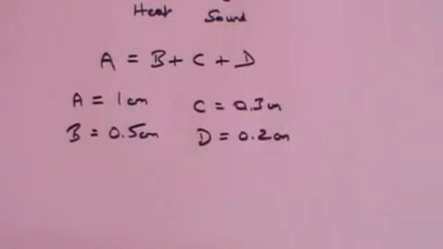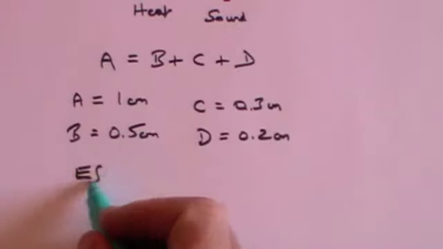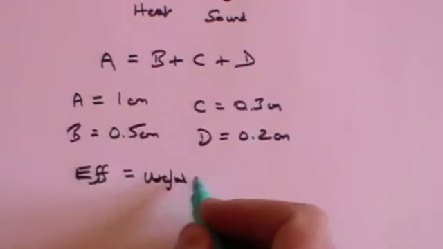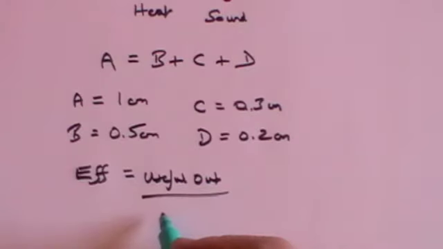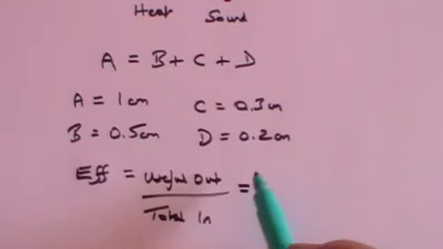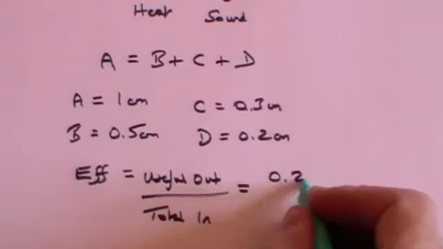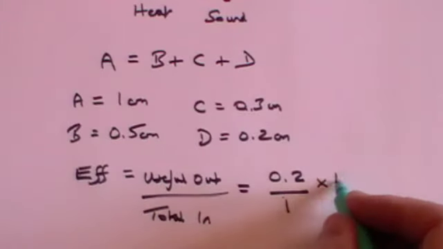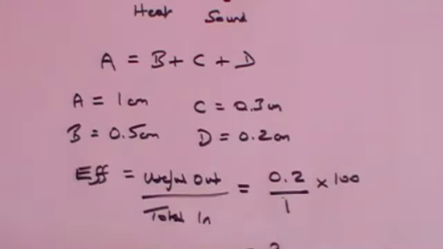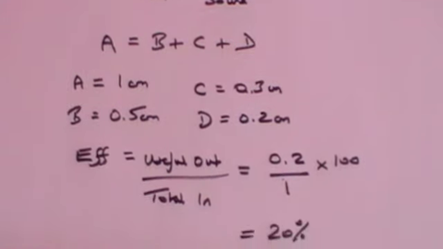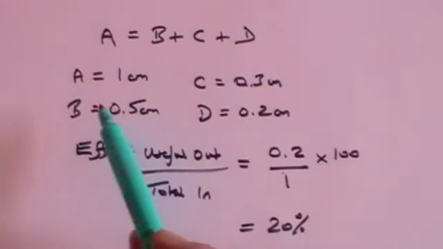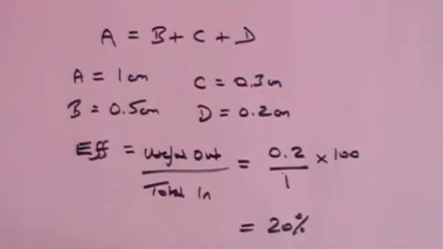So if you were asked what is the efficiency of that system, which of course is equal to the useful out divided by the total in, that's going to equal, the useful out is 0.2 and the total in was 1, and then of course you always multiply by 100, and that's 20%. So the efficiency of that machine would be 20% if you were given those values for the Sankey diagram.